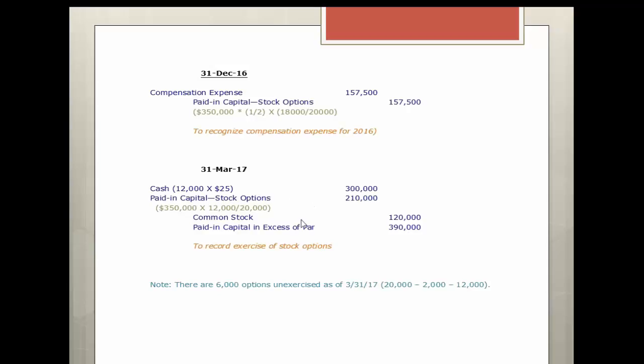The market price we're not interested in. The paid-in capital is the amount of the paid-in capital for the stock options that we are eliminating, and these two accounts then go to common stock and paid-in capital in excess of par. So we note here that there are 6,000 options unexercised as of 3/31/2017. 20,000 minus 2,000. The 2,000 were the items that were terminated because people resigned, and then what we exercised was the 12,000 options.